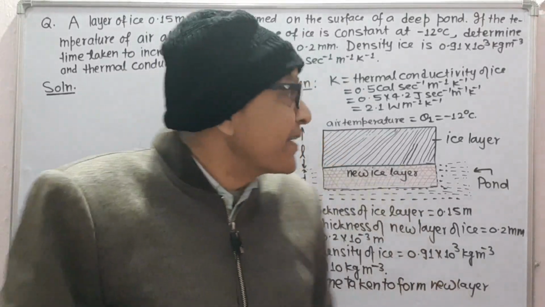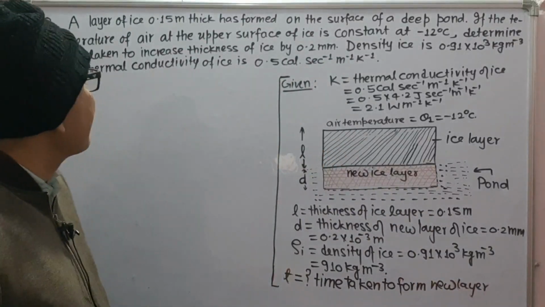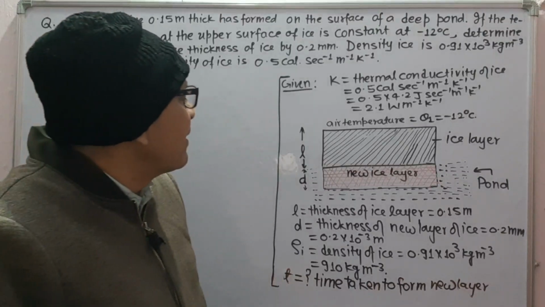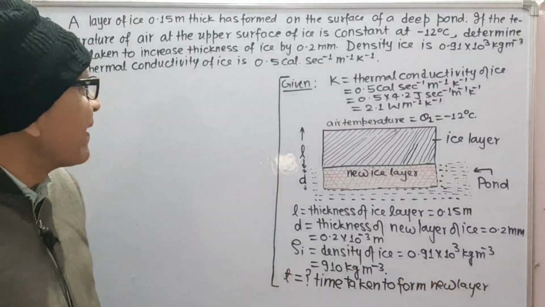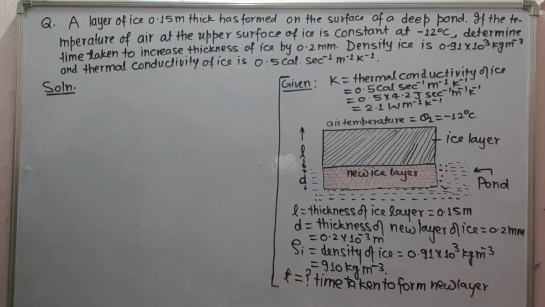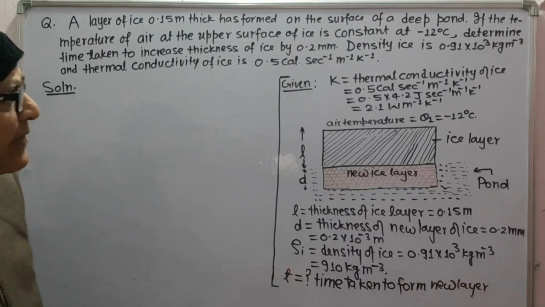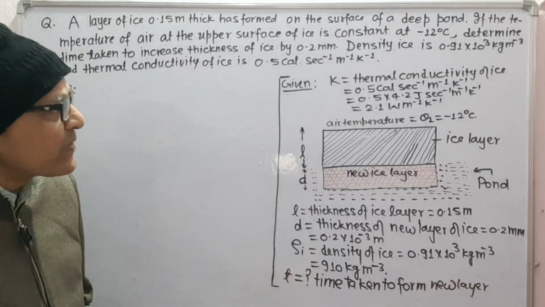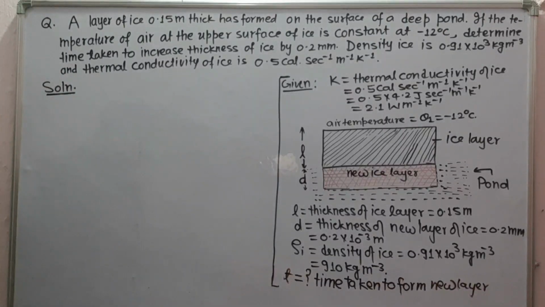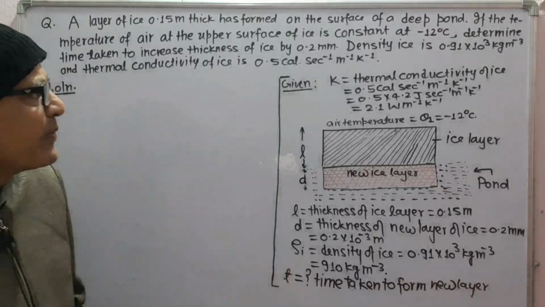Hello dear students, let us solve a numerical problem which is the combination of thermal conductivity and change of state. The question is, a layer of ice 0.15 meter thick has formed on the surface of a deep pond. If the temperature of air at the upper surface of ice is constant at -12 degrees Celsius, determine the time taken to increase the thickness of ice by 0.2 millimeter.